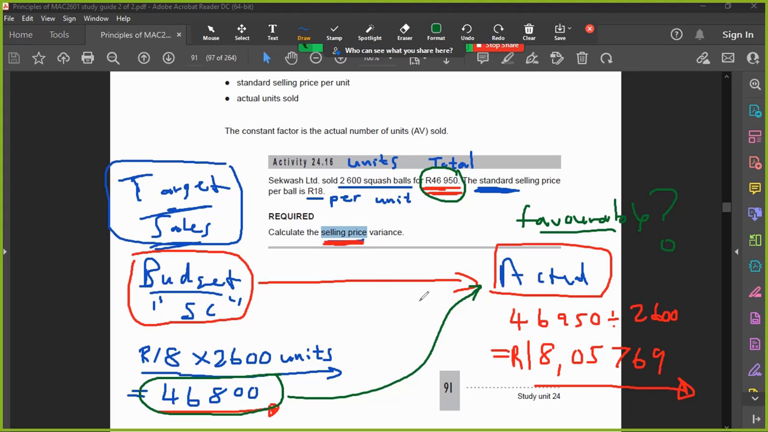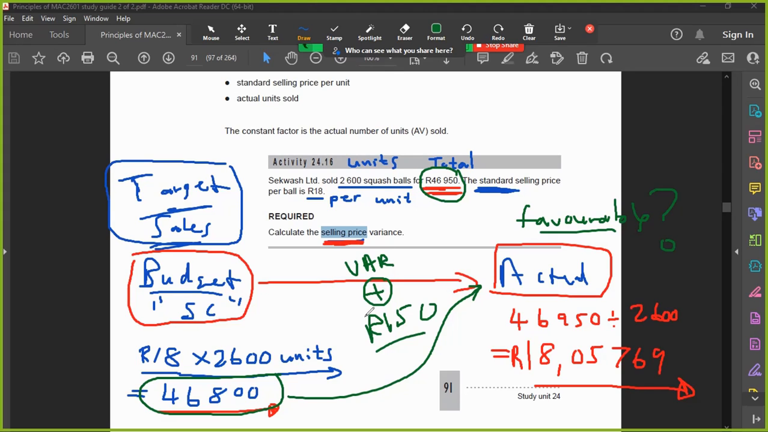It's the 5 cents. Well, you don't have to use the 5 cents. You can just subtract. What is the 46,950 minus the 46,800? That looks like 150 to me. That's a positive variance.